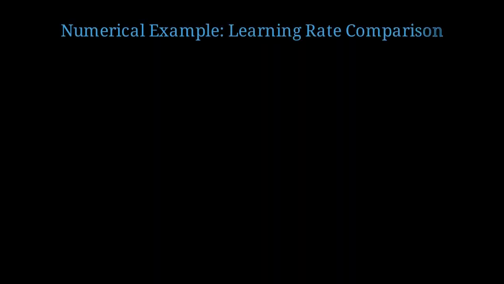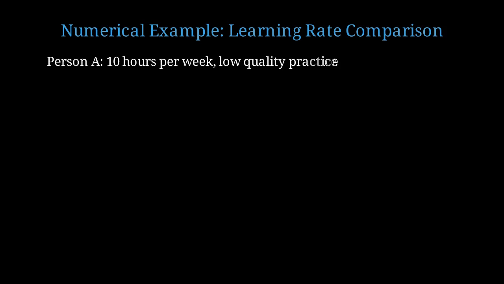Let's do a numerical example comparing two learning approaches. Person A studies 10 hours per week, but mostly repeats easy problems. Quality factor is 0.3. Over 1 year, that's 520 hours. With focus at 0.4, their expertise score is just 62.4.